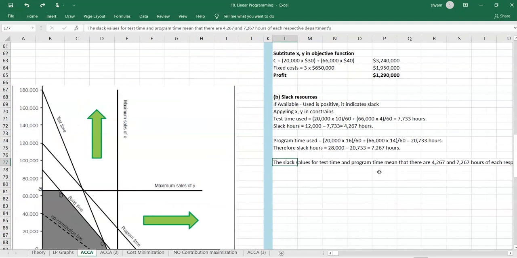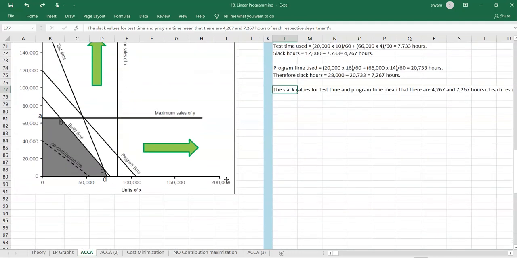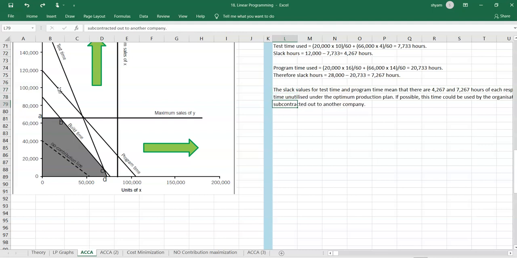The slack values for test time and program time mean that there are surplus hours available in each. So when there is slack, you don't need additional amount of that constraint. Already there is so much additional, why do you need more? So we will now see the concept of shadow price.